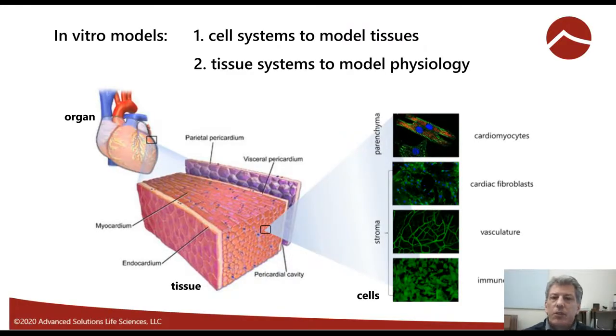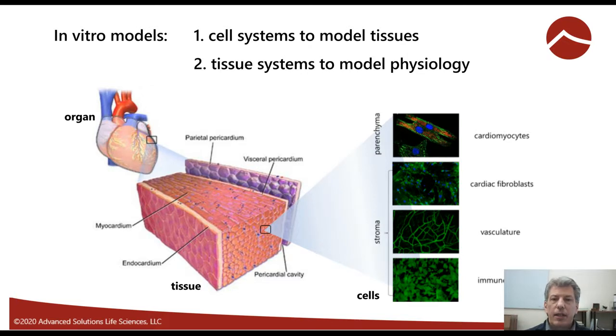So here at Advanced Solutions, we focus on really two types of in vitro models. One is modeling tissues derived from cell systems and combinations that give us the outcome that we want, as well as combining these tissue systems into more complex, more organ-like systems, or chaining them together into looking at physiology.